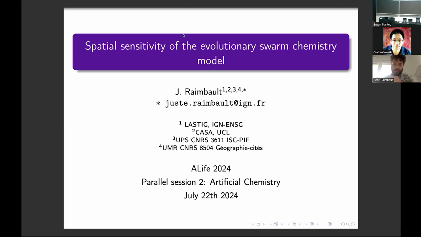So yeah, just to present myself, I'm a geographer from IGN in France, and I'm also associate at UCL and at the Complex System Institute in Paris. And this work is more methodological, on the spatial sensitivity of swarm chemistry.